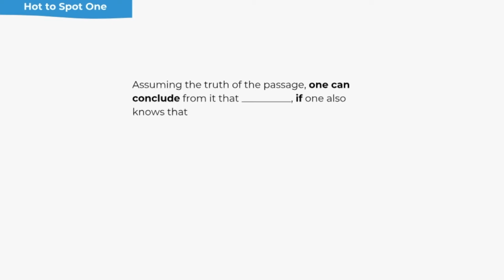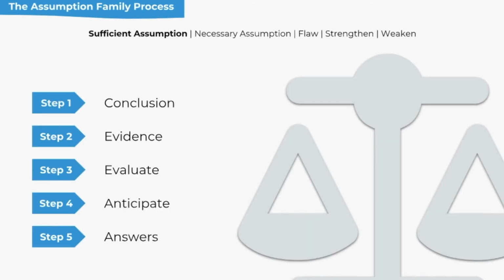Assuming the truth of the passage, which we always do anyways, one can conclude from it that something is the case if one also knows. So if we add something else, whatever it is in the answer choice, it's going to make it so that one can properly conclude something to be the case. It will ensure that it's true. So this is a sufficient assumption question.